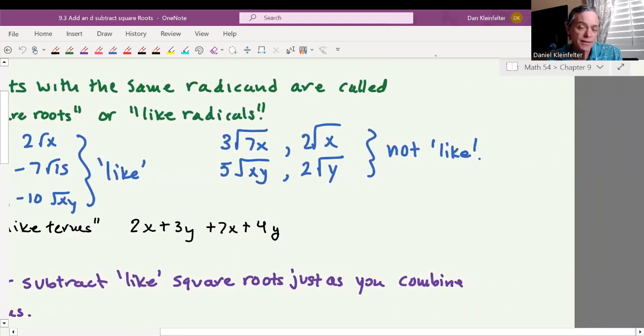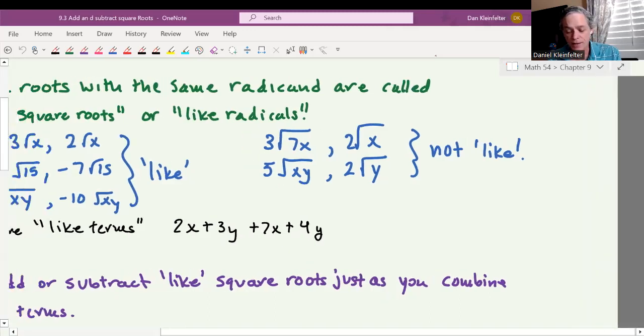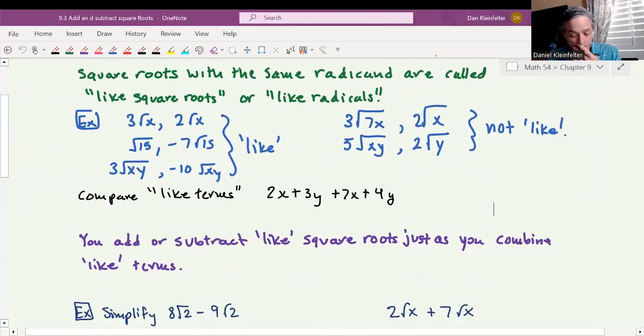Some not like square roots would be 3 square roots of 7x and 2 square roots of x. Although they both have an x, the one on the left has a 7, the one on the right does not. So that's sufficient to make them not like. 5 square roots of xy and 2 square roots of y, not like radicals or not like square roots.